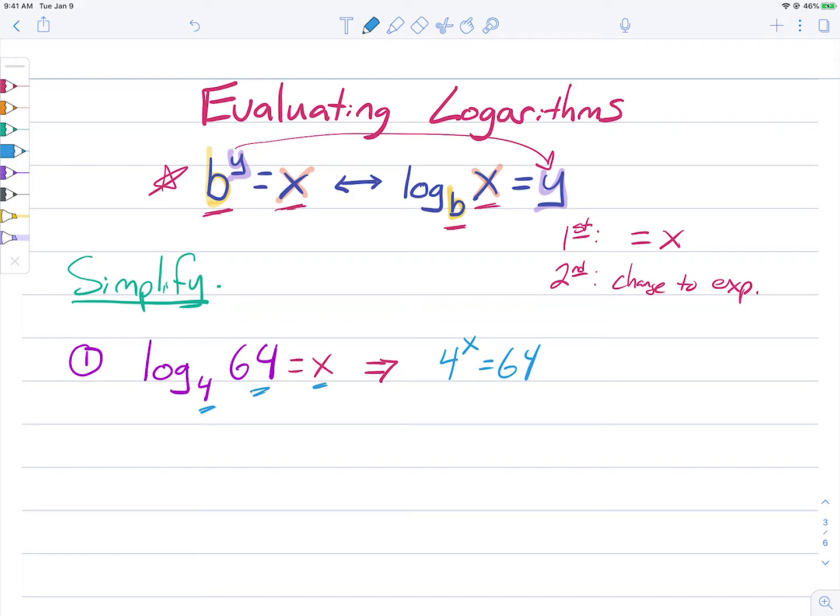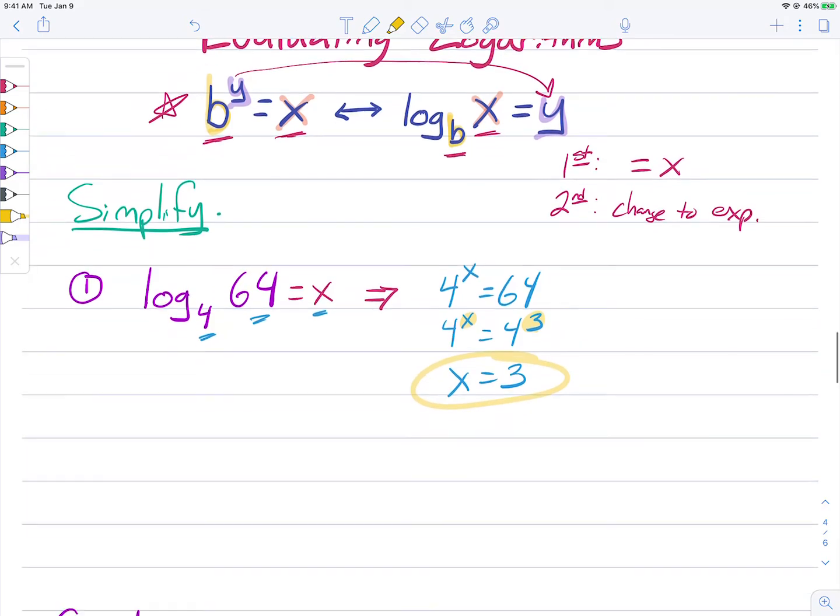Now there's a couple ways that you can do this from here. You can say, okay, how many times do I need to multiply 4 together to get 64? And that happens to be 3 times. You could have also made this common bases. So 64 is 4 to the third power, and since our bases match, our exponents have to match, which also gets you x equals 3.